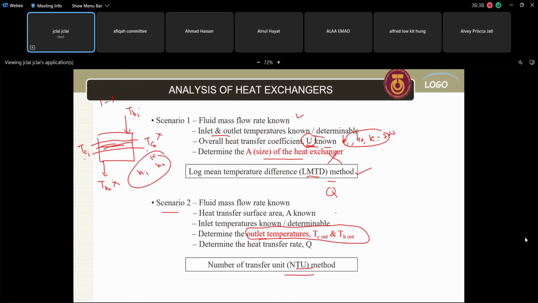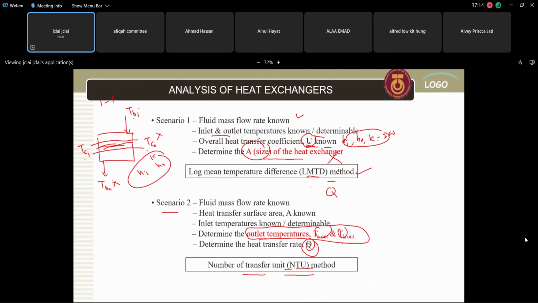Then the professor explained the basic principle, the theory behind the NTU method, and how to determine TC out and TH out. Then after that, you can determine the Q. So this is why these two methods are important. In order to solve problems, to determine the size of the heat exchanger, to determine the outlet temperature, to determine the Q, you need to use one of the methods, depending on the information given to you.